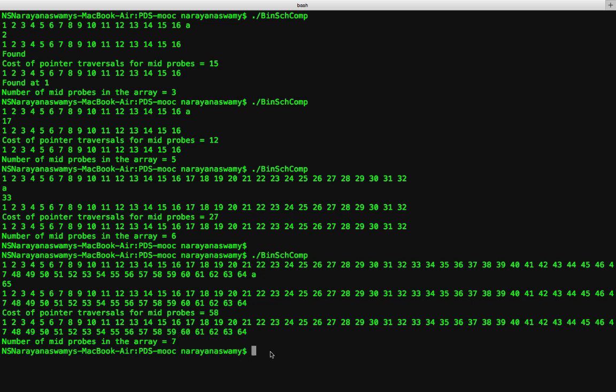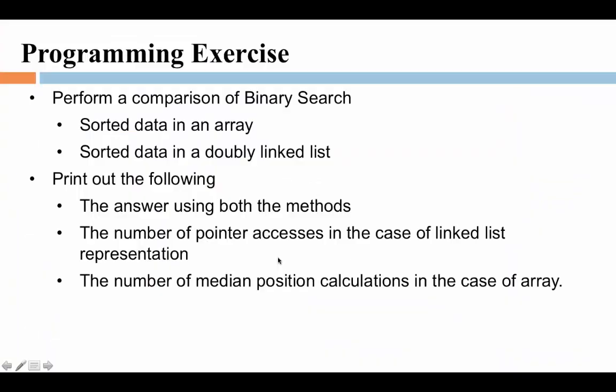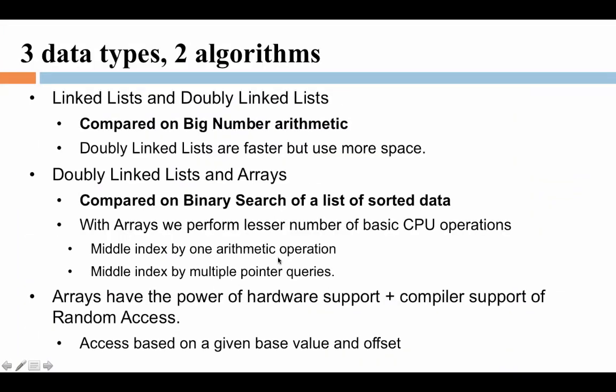Right? So this completes the whole discussion of the comparison of the binary search implementation on a doubly linked list with the binary search implementation on an array. So it's quite clear that the binary search implementation on an array is very efficient in terms of the total number of probes.